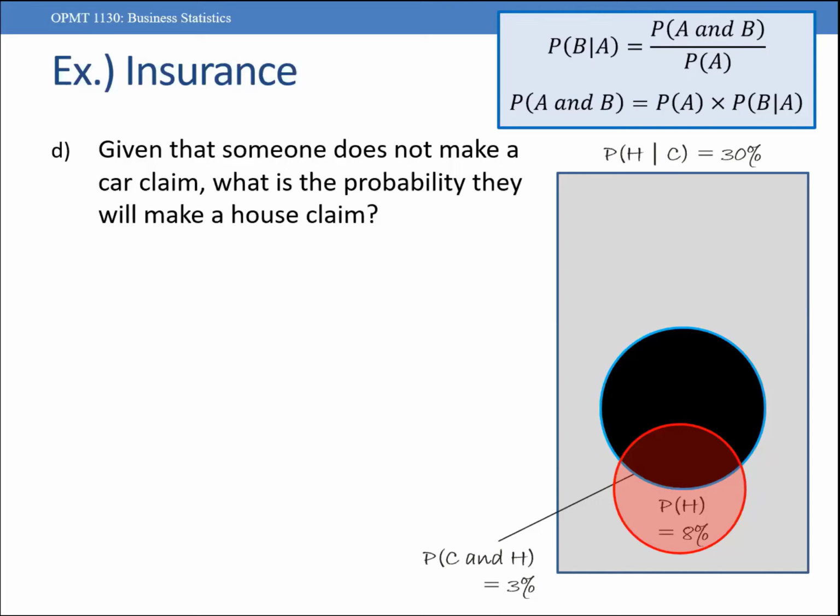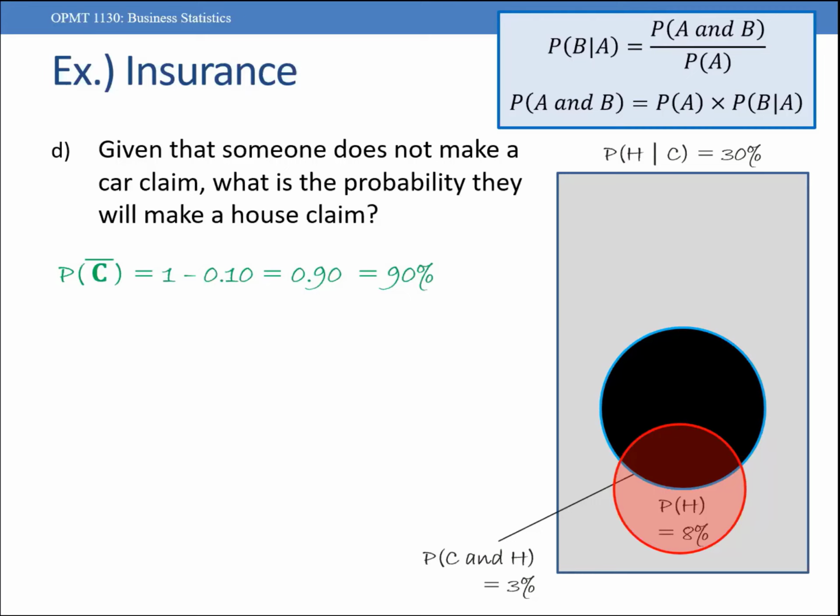Okay, now given that someone does not make a car claim, what is the probability they will make a house claim? Okay, so now we're saying don't make a car claim. So we're looking at everything outside of this black spot. Everybody that does not make a car claim. So it's not just the gray area. It's the gray area and the red area that's outside the black spot. Now, everything outside that black spot is really the complement to making a car claim. Those that don't make a car claim is 90%, because car claim was 10%. So we're looking at that remaining 90%.